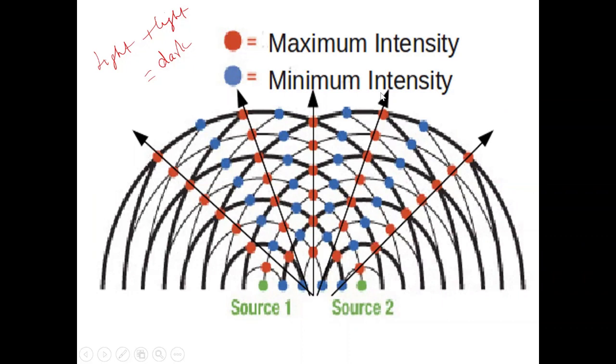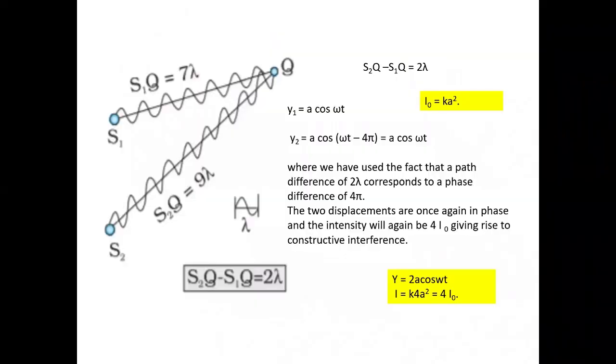So light and light can combine together to produce darkness. That is the basis of interference. Interference is the variation in the intensity of light when two coherent sources superpose. That way only we define.